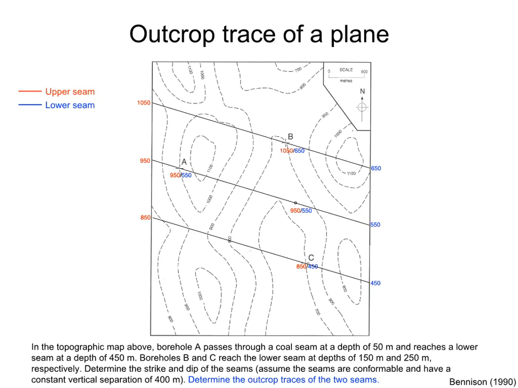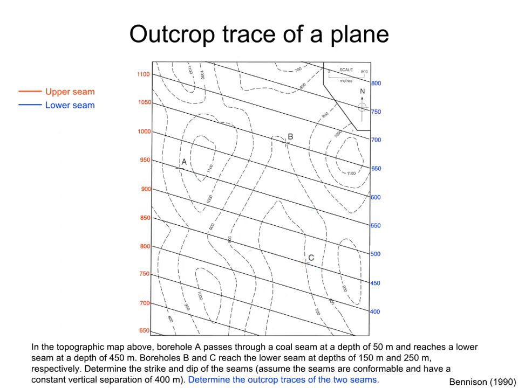These are the structure contours of the upper and lower coal seams. Let's determine the outcrop traces of these seams. To solve this problem, we need to trace more structure contours as shown here. In the figure, the interval between adjacent structure contours is 50 meters. Let's focus on the upper seam.